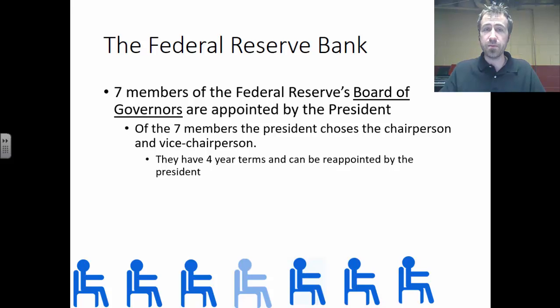And so a lot of people call this a quasi-government institution because it's sort of part of the government, but it's not exactly. The government created it, Congress created it, but it's not being controlled by Congress currently. And so it's kind of a secretive group, somewhat, some would say.